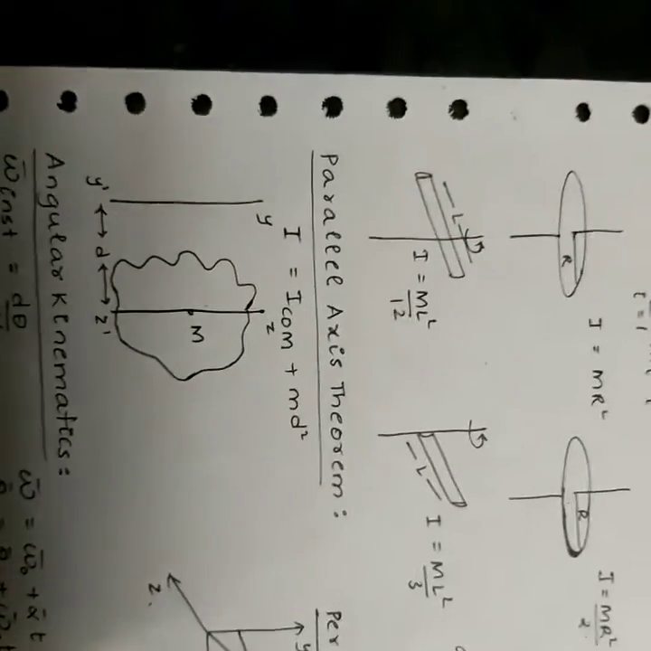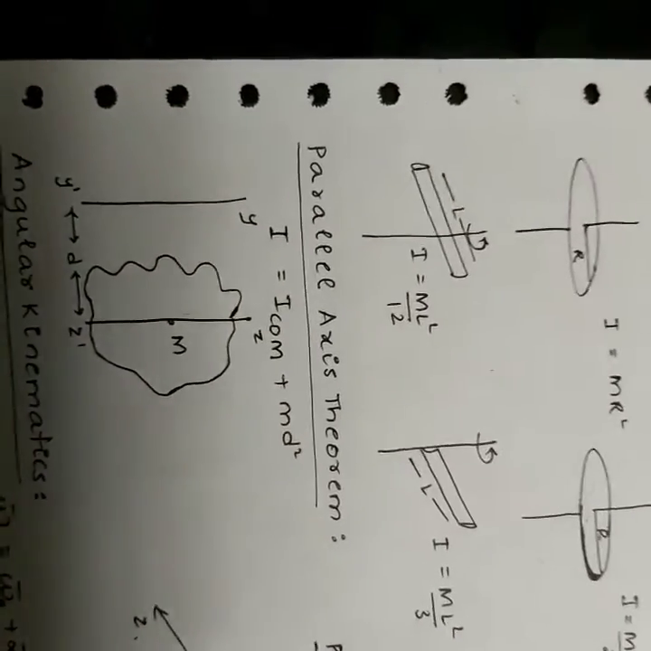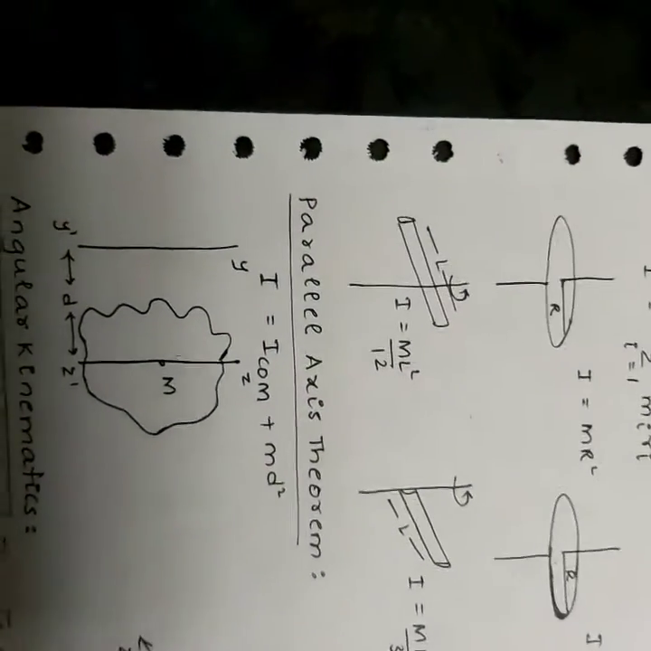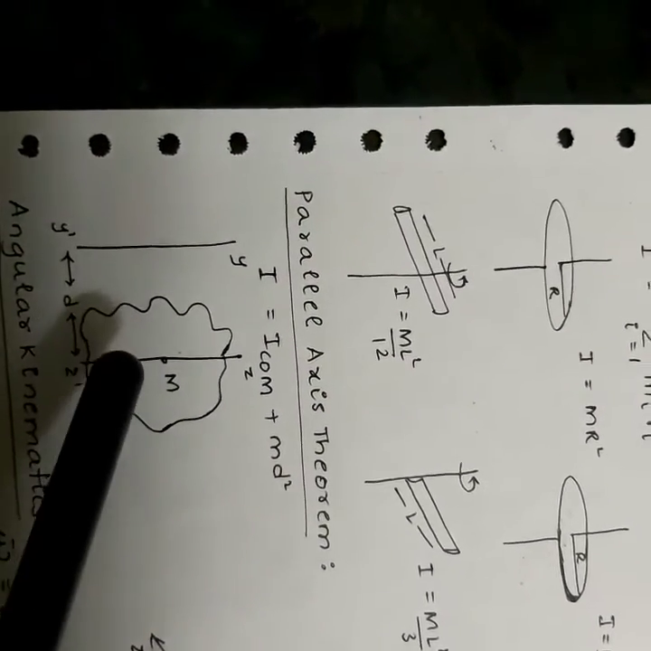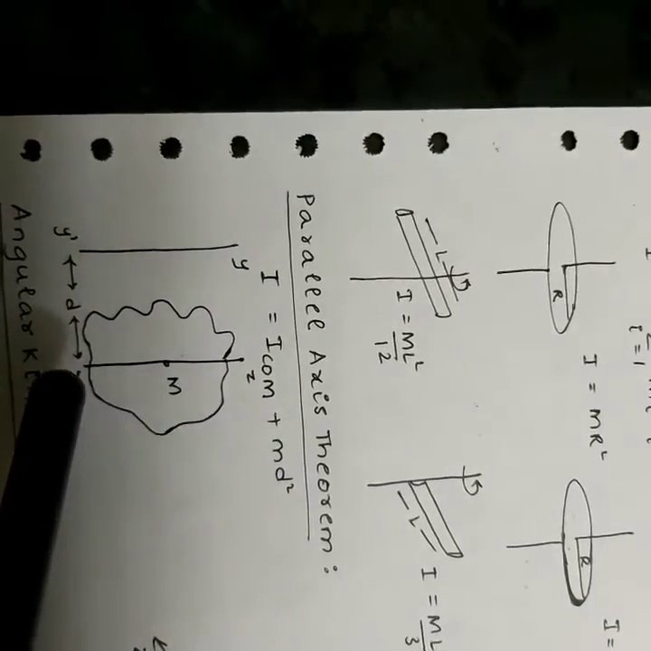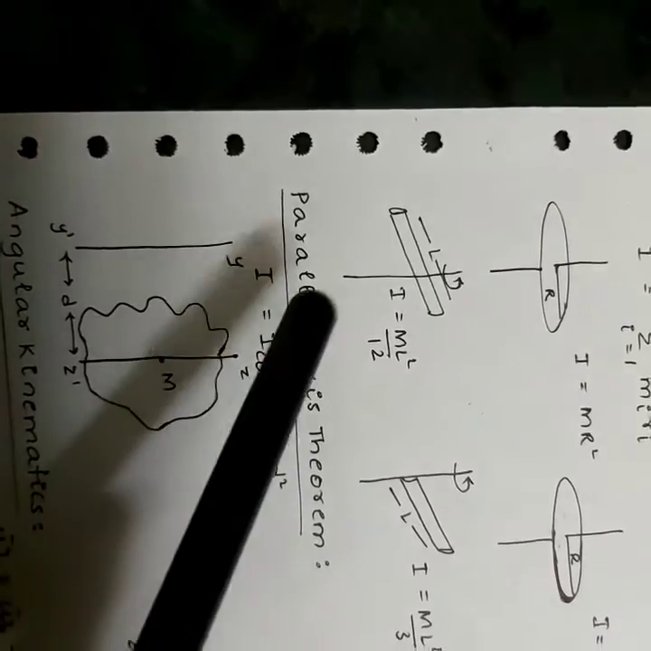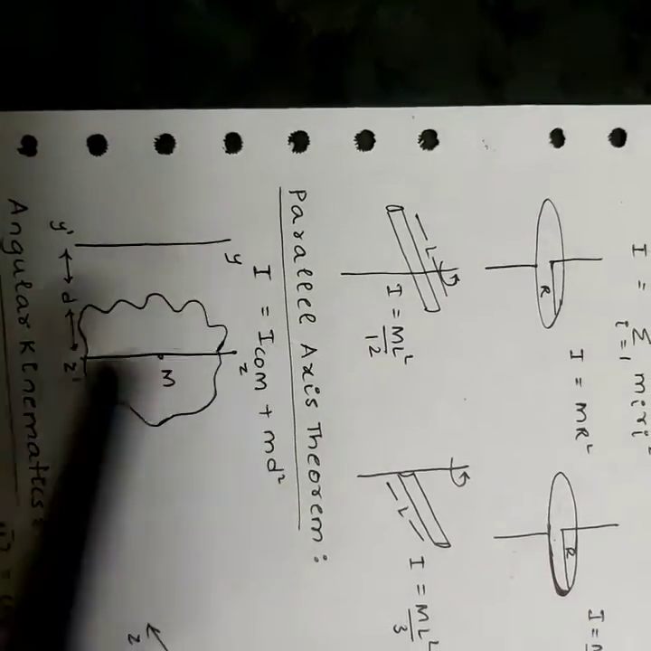Parallel axis theorem. I is equal to I_COM plus Md squared, where M is the total mass of the body, d is the perpendicular distance between the parallel axes, and I_COM is the moment of inertia about the parallel axis passing through the center of mass.